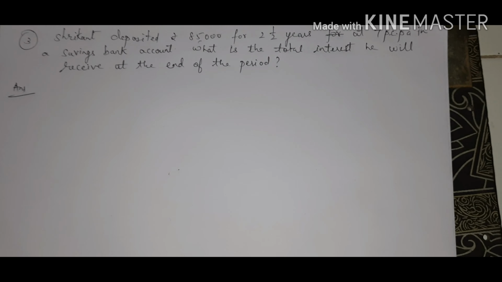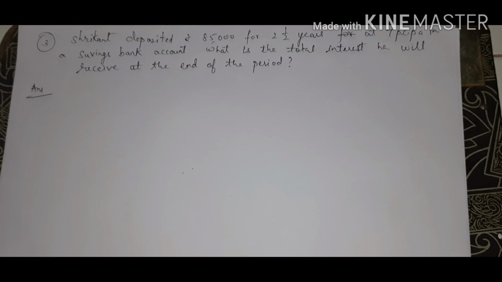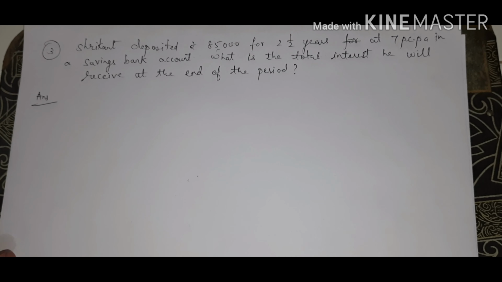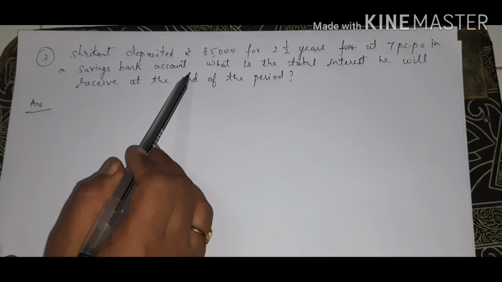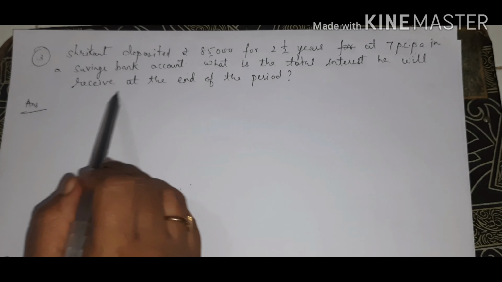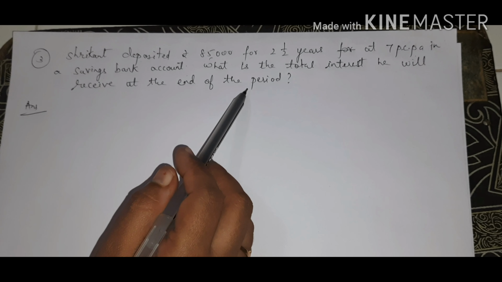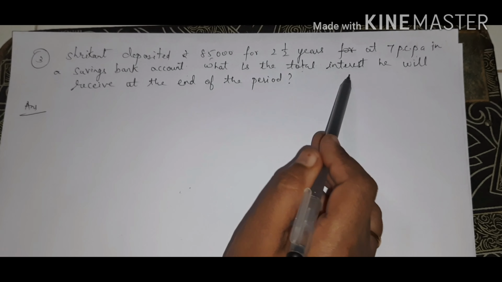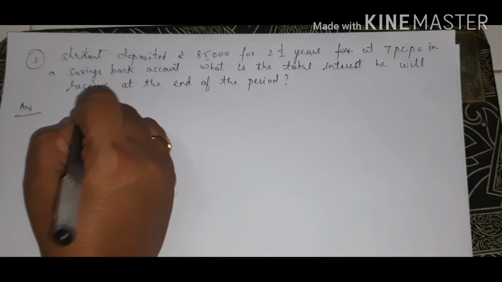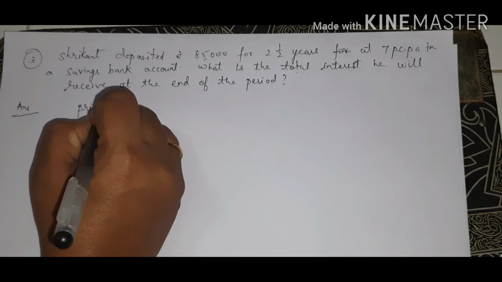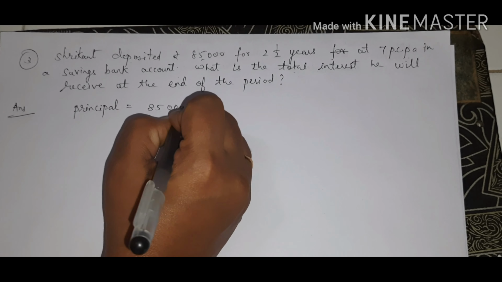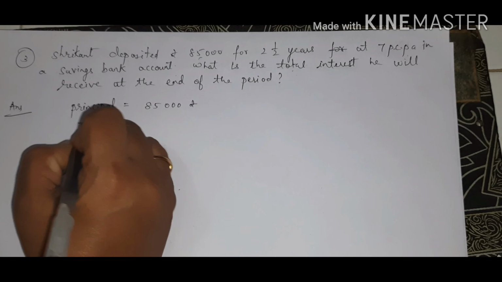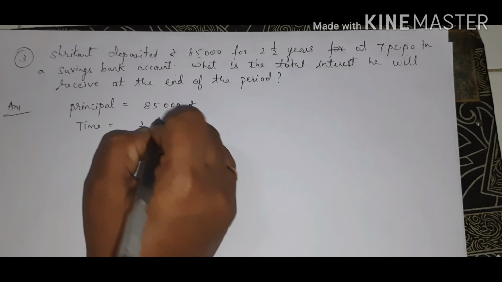The third question is: Shrikant deposited rupees 85,000 for 2.5 years at 7% per annum in a savings bank account. What is the total interest he will receive at the end of the period? Here you have to find only the interest, not the amount. So let us first write down what is given. Principal P is 85,000 rupees. Time is given as 2.5 years.